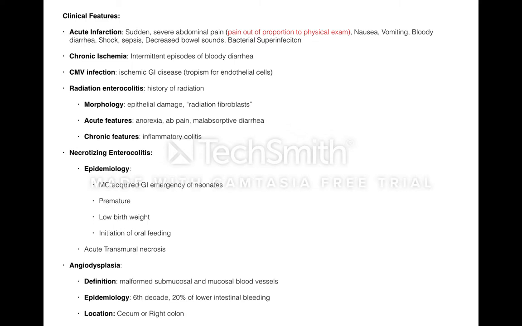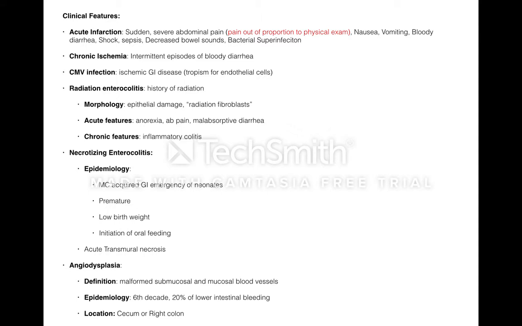You can also get radiation-induced vascular injury, producing changes similar to that of ischemic bowel disease when you get irradiation of the GI tract. Here, though, you will see these bizarre radiation fibroblasts in the stroma on histological exam. These patients will present with anorexia, abdominal pain, and a malabsorptive diarrhea in the case of acute radiation enteritis. In the case of chronic radiation enteritis, they tend to present as an inflammatory colitis instead, so you're going to get white blood cells in the stool.